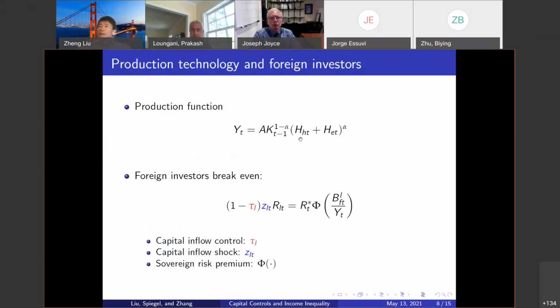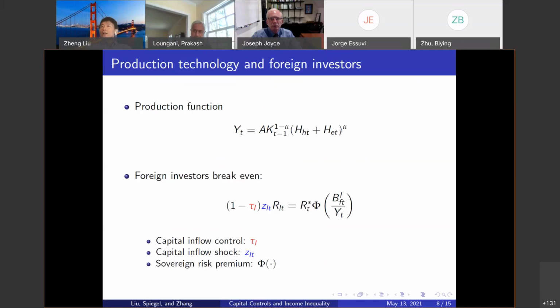And the production of final goods requires capital accumulated by the entrepreneur and labor, two types of labor, household labor and entrepreneur labor. Because the workers' skills are perfect substitutes in this model, we can abstract from distributional issues of labor income. Labor income is proportional between the two types of agents. We focus on capital income, the consequence of capital flow shocks on capital income.